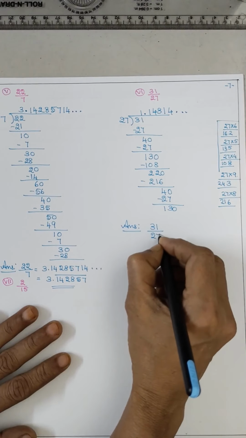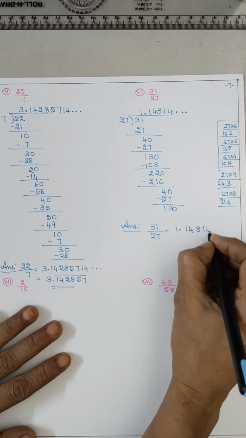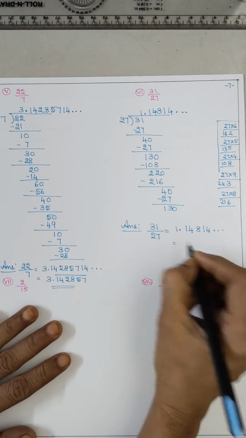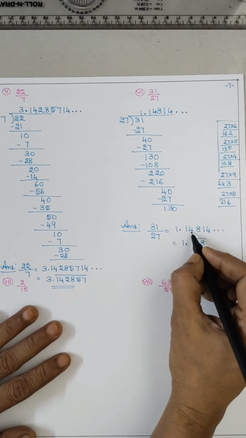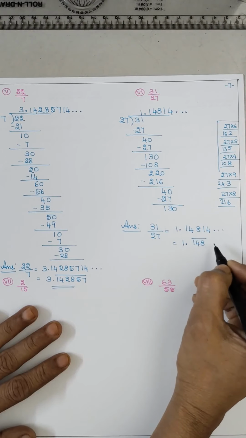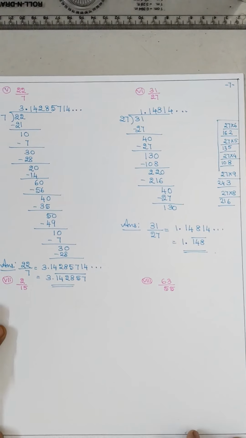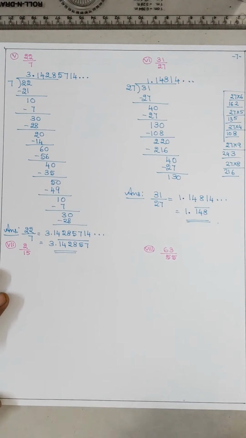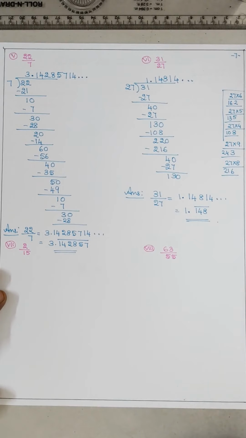31 upon 27 is equal to 1.14814, repeating. Means 1.148 is repeating. 14814. Next will be 8. ये नहीं आएगा. So 1.148. So 1 से 8 तक बार डालो. Hope all students are understanding the method. Ordinary long division, but if it is repeating, the digit जो repeat होता है उसके ऊपर बार डालने का.